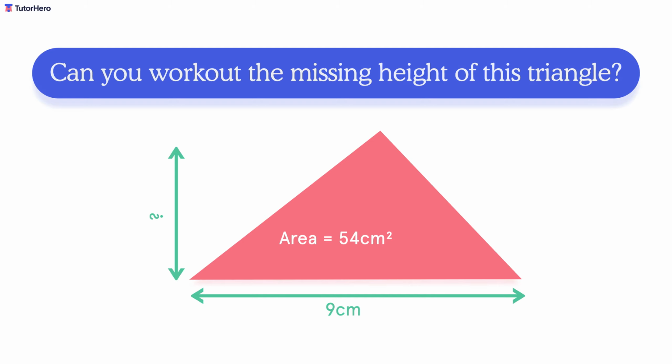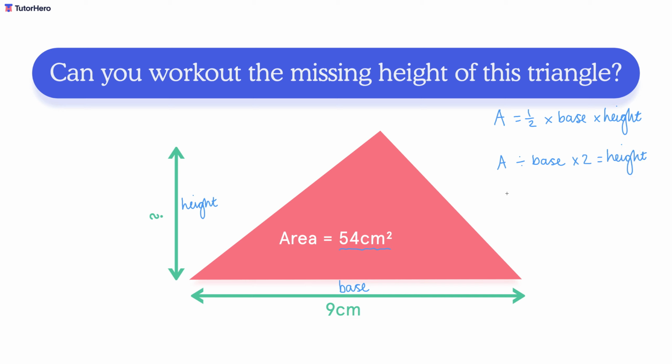Can you work out the missing height of this triangle? Let's work this out together. So this time the information that we have is the base and the area of the triangle, but we do not have the height. So we're going to rearrange our formula, A equals half times base times height, to help us work out the missing height. So this time we're going to do A, area, divided by the base times 2, which will give us the height.